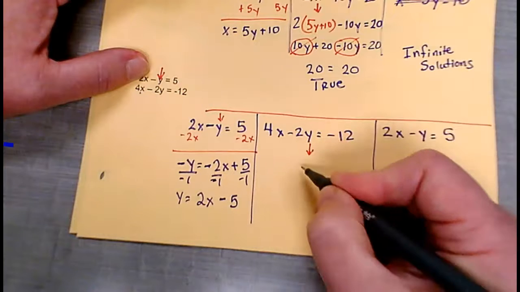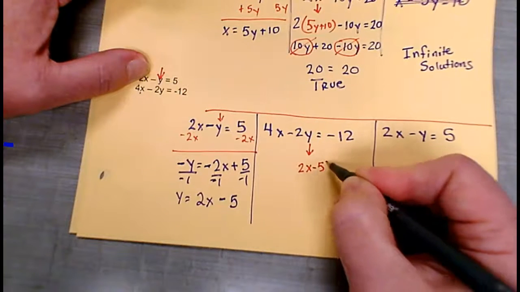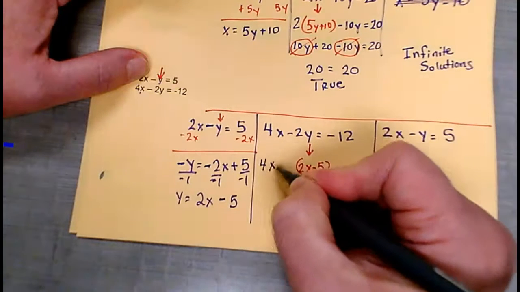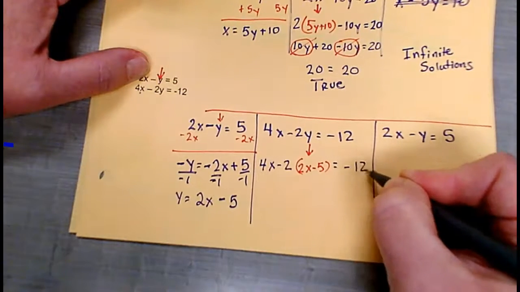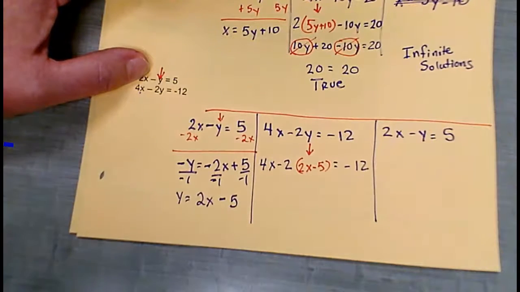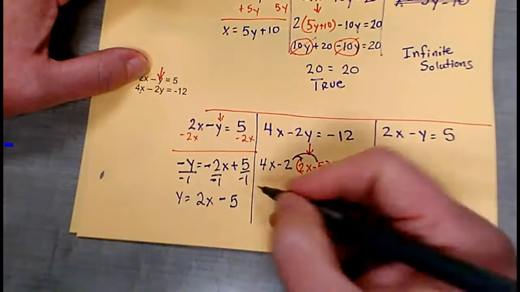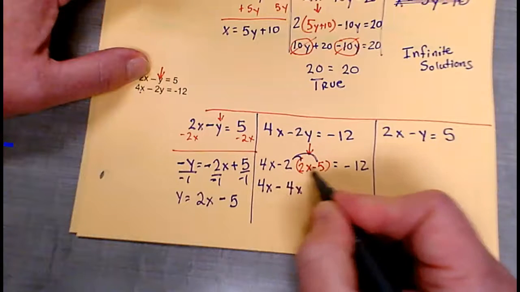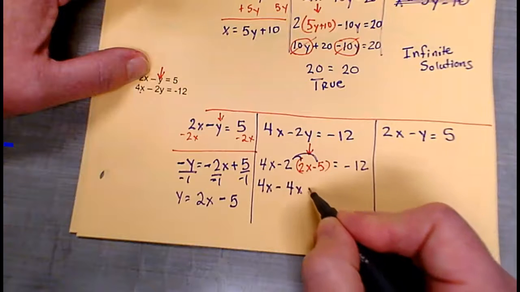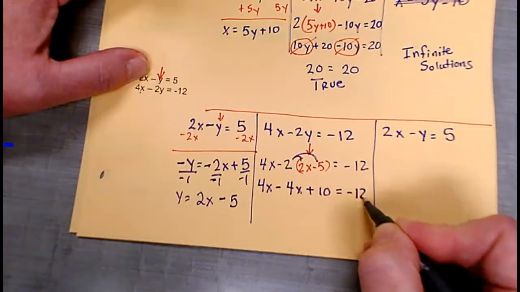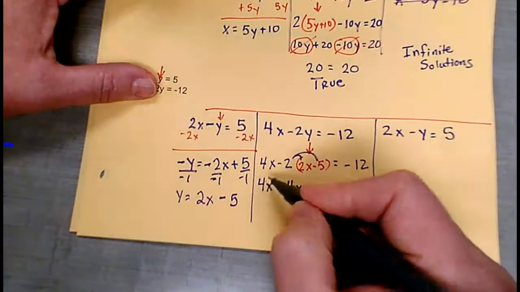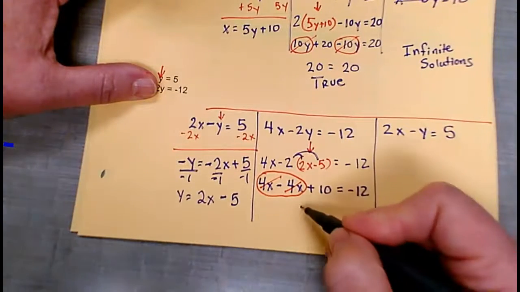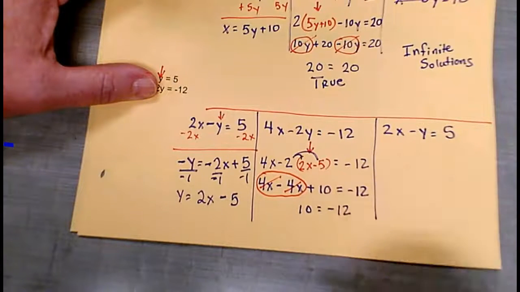So in place of the y, I'm going to substitute 2x minus 5. And I'm going to distribute that 2. I'm going to have a 4x minus 2 times 2 is 4x. And that's going to be positive 10 equals negative 12. What's going to happen to these? Those zero out. But do I have a true statement?